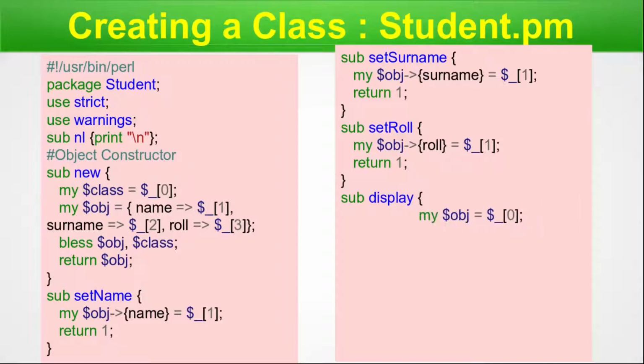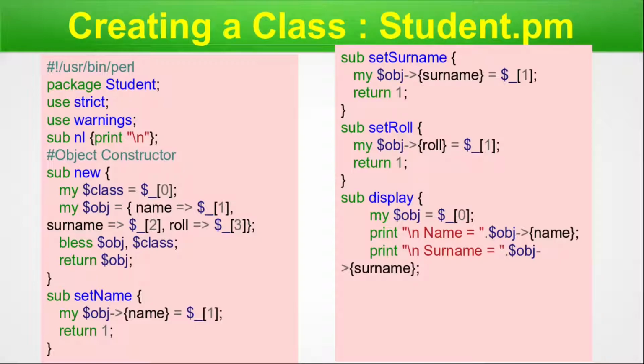Now we want to display the data. So we are writing a display method here. Now my $obj is $_0. As I said, the first argument is always the object, so we have stored it into $obj. We could have used $_0 directly, that is not any issue, but since you are seeing this the first time, I have been very explicit. Next, print name: we give the instruction $obj, then arrow, then name, so it will get the name. Then surname is $obj arrow surname, and print the role.